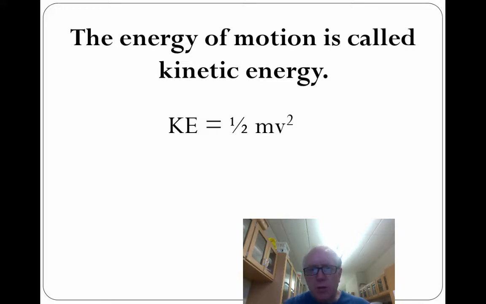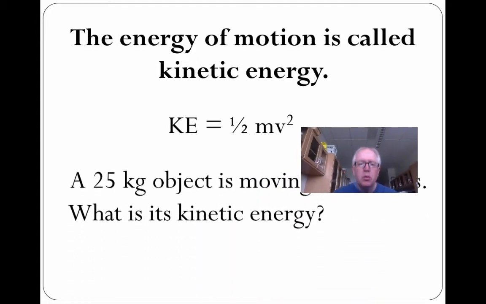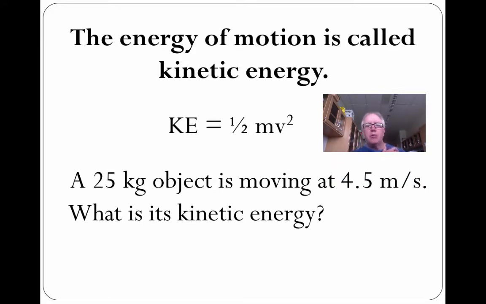This is a formula that we're going to, for now at least, take for granted. It's a little hard to show you exactly why that's true. So we're going to leave it at that: kinetic energy is 1/2 mass multiplied by speed squared for now. Okay, so here's an example. A 25 kilogram object is moving at 4.5 meters per second. What is its kinetic energy?